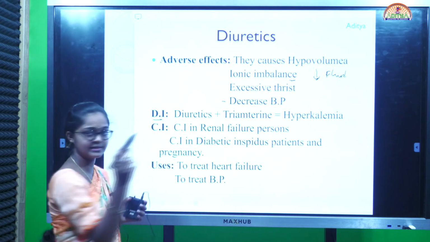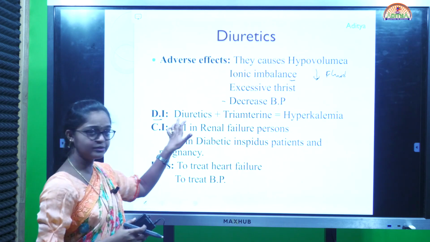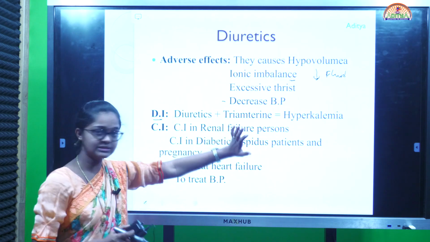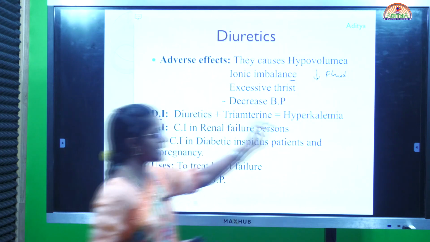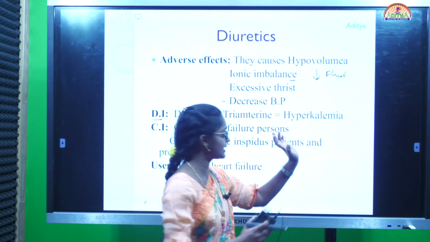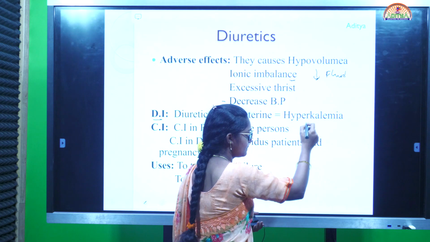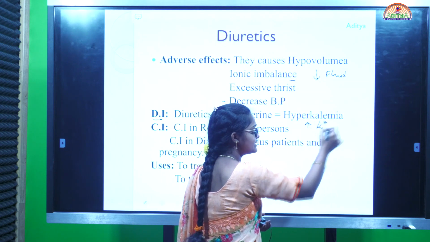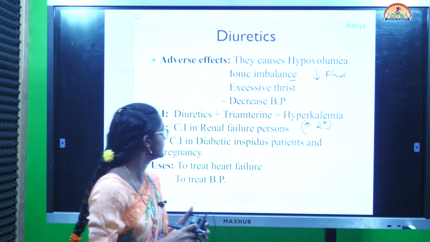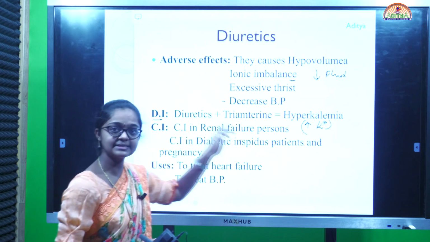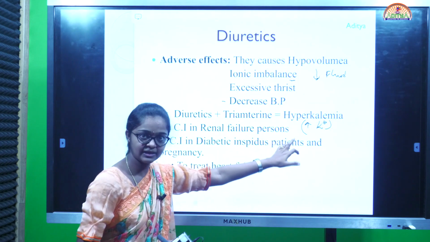Next, coming to drug interactions. When diuretics are administered along with triamterene, it causes hyperkalemia, meaning increased levels of potassium.